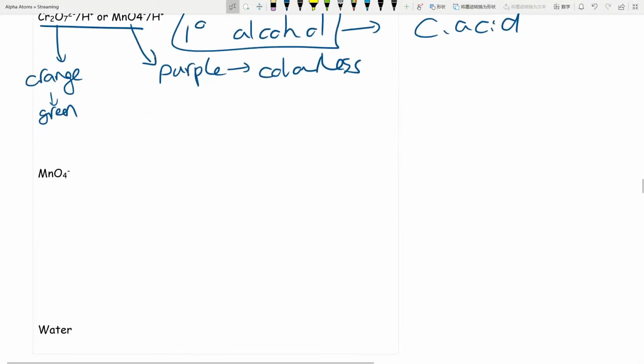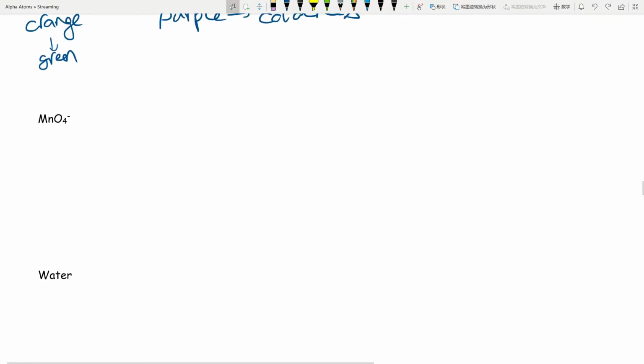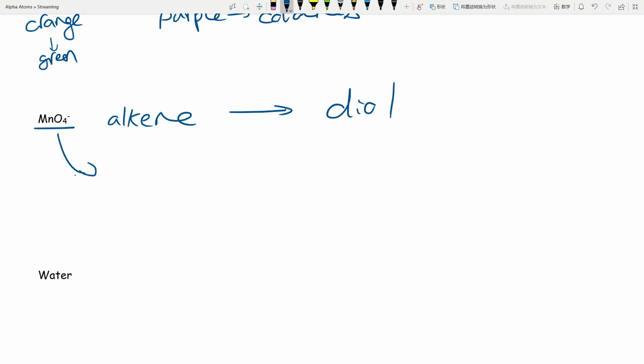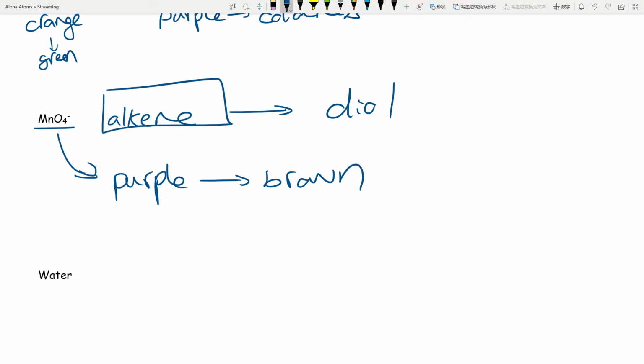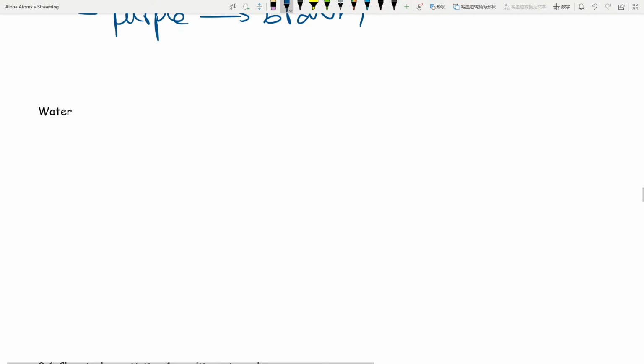And then you may have MnO4 minus. This is really useful to distinguish alkene again. But if they let you choose what to use, then I'll use bromine water any time of the day. This will react your alkene to a diol, and that will go from a color of purple to brown. Okay, so this is useful to distinguish alkene, because they may say you can't use bromine water, and then you have to do this, and you have to know the color changes.